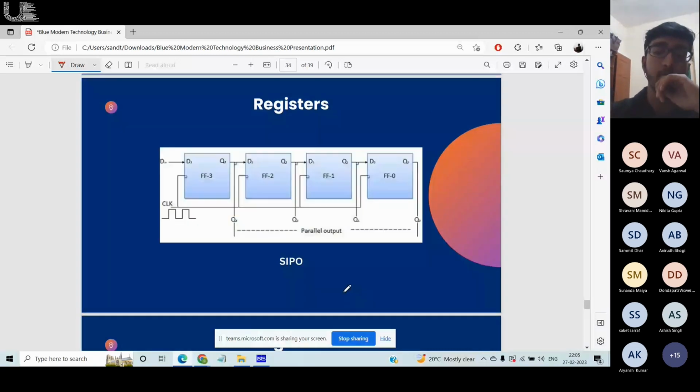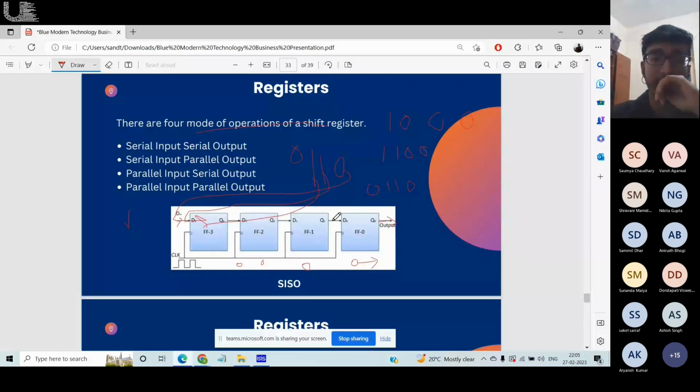Now coming to serial input and parallel output. Nothing, the same thing exactly. Instead of looking at the last output, my output is this entire thing, all the 4 bits together. That becomes a parallel output. As you can see here, this is the parallel output that you're getting.